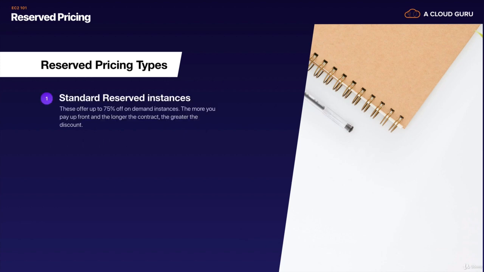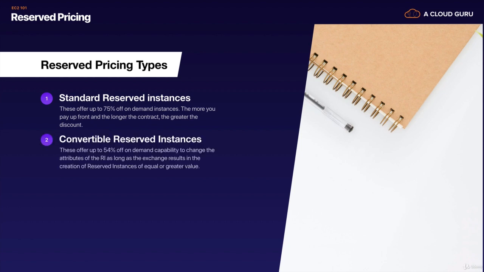And reserved pricing comes in a number of different types. So we've got our standard reserved instances, and these offer up to 75% off on-demand instances, and the more you pay up front and the longer the contract, the greater the discount. We've got convertible reserved instances, and we're going to come to this, but basically the way EC2 works is you have a virtual machine, but you have different types of virtual machines. So you'll have ones that are very high RAM, or you have ones that have very, very good CPUs, and you can pick and choose, and they're called instance types.